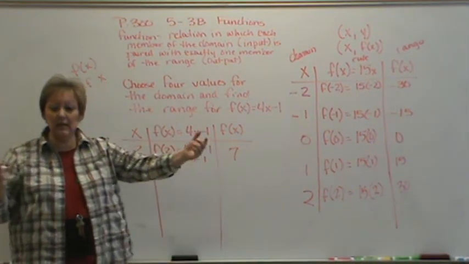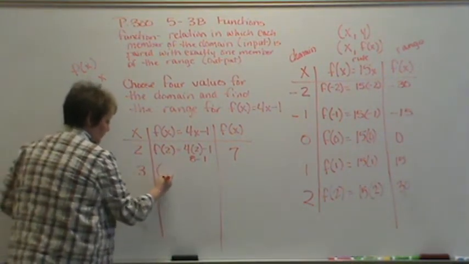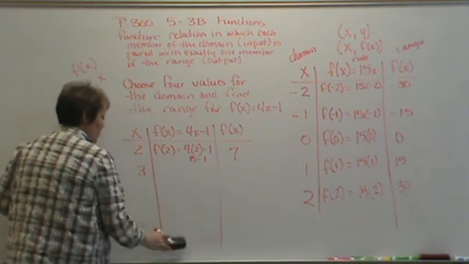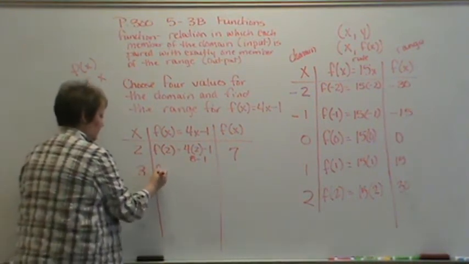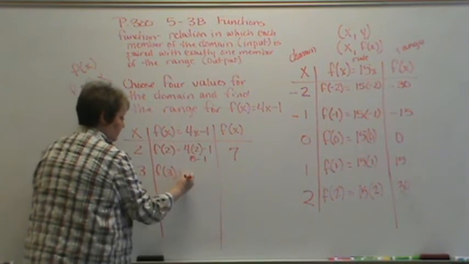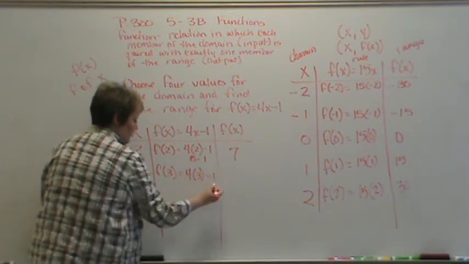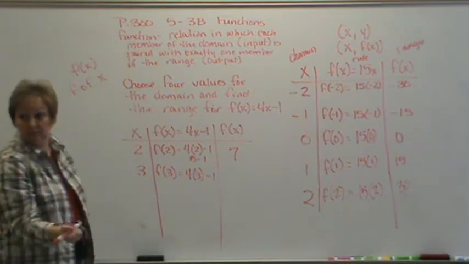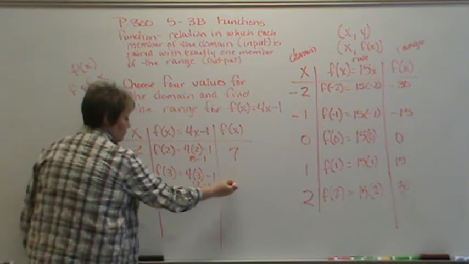Okay, so pick another number, Haley. 3. So what do I do with the 3? You replace x with 3. That's 11. How'd you get 11? Because 4 times 3 is 12, and then minus 1 is 11.